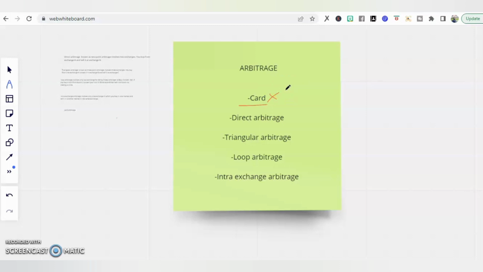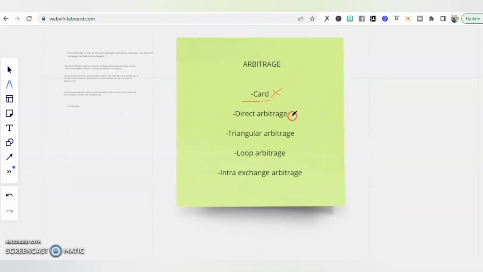Now, there are other types of arbitrage that you can do, and one is direct arbitrage. This direct arbitrage means that you buy a coin in a particular exchange and then you sell it at another exchange for profit. For example, you can buy a coin at KuCoin, then you sell it at Binance for profit. So that is direct arbitrage.